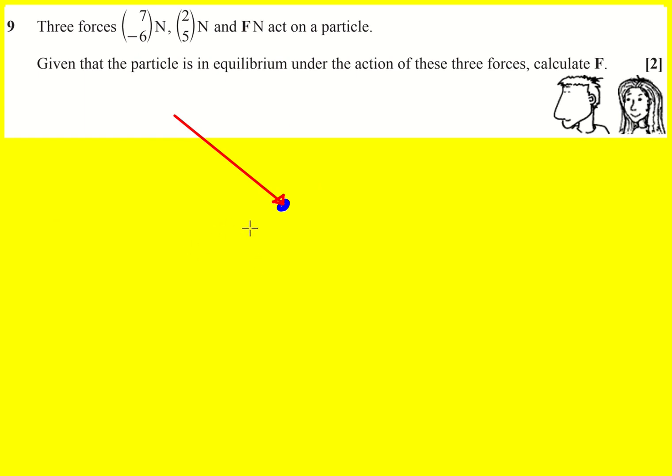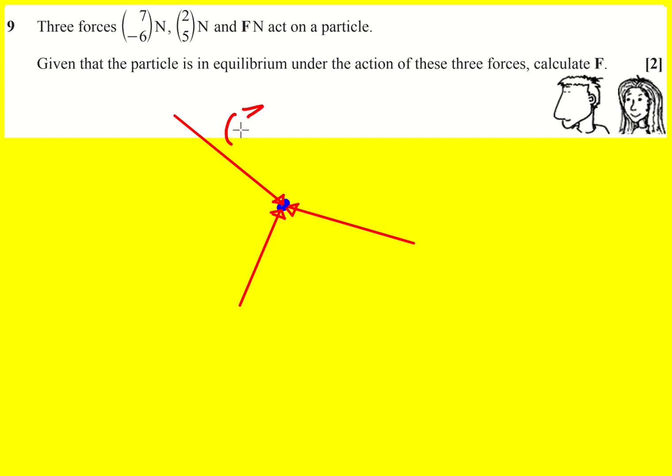Then 2 and 5, it's going to be going along a little bit, up quite a bit. Look like that. And then this F is clearly going to be acting to the left, or should I say the negative x direction. Is it going to be going up or down? It's actually going to be going up because we've got 6 going down and 5 going up, so it needs to counterbalance that. But it's just a sketch to help us out. It's not actually critical.